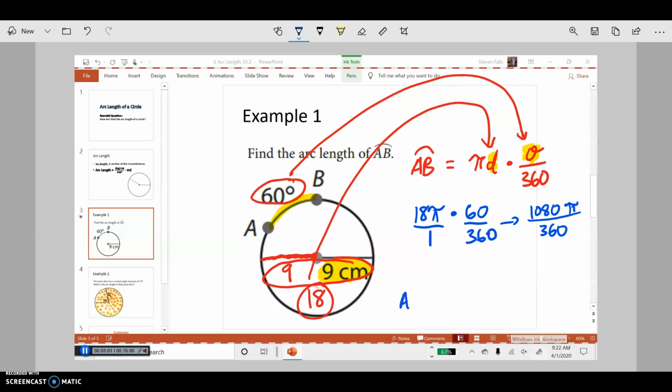So the arc length of AB is approximately 9.4 centimeters. Remember, this is not centimeters squared. This is a first dimension. This is not area. So it's just strictly centimeters. That's the length. That's the approximate length of arc AB right there, 9.4 centimeters.